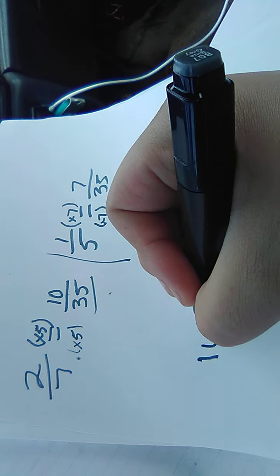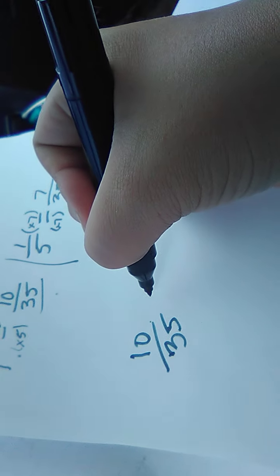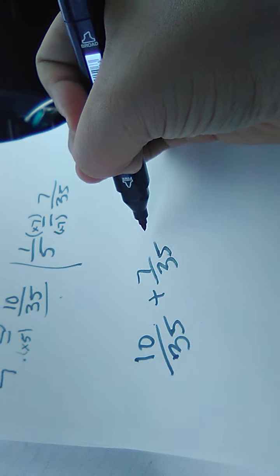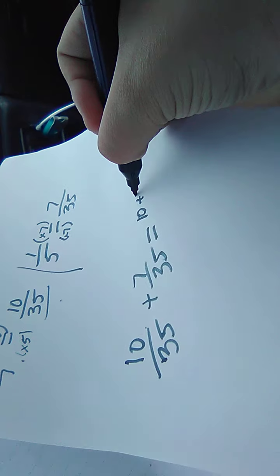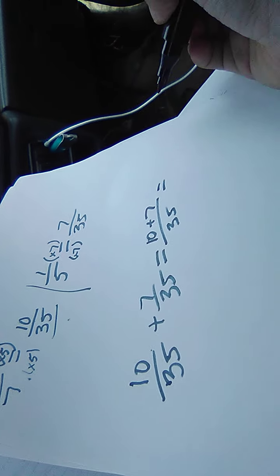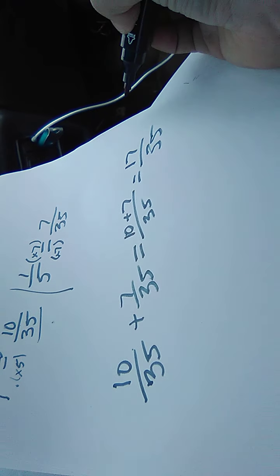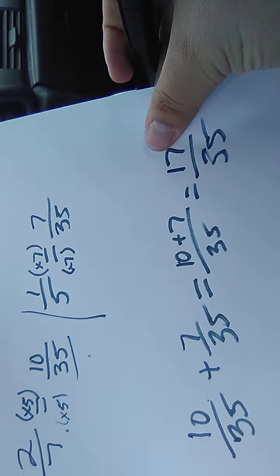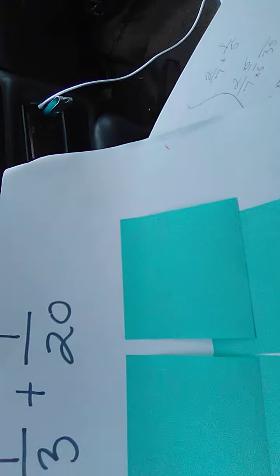So we're just going to bring that right down here. All right, and now we've got the 10 plus the 7 over 35. And that's what now? 17 over 35. Can we really simplify that? No. All right. So, got a little practice with that.